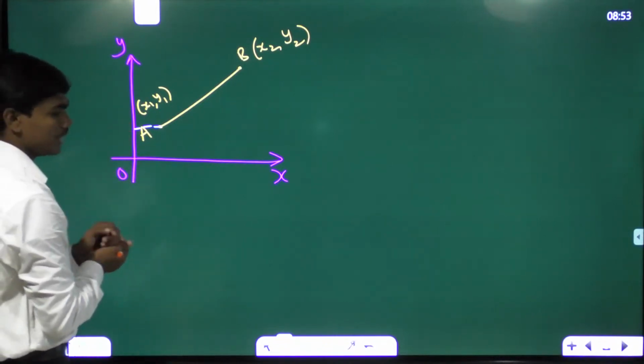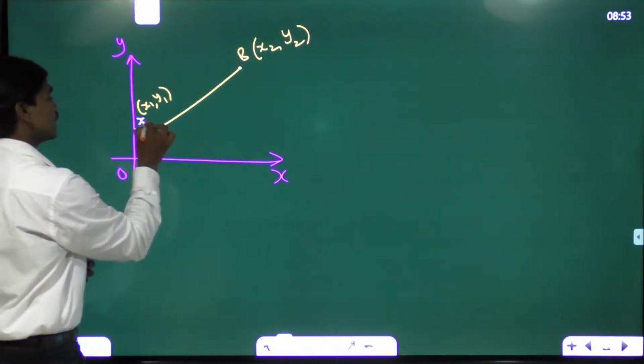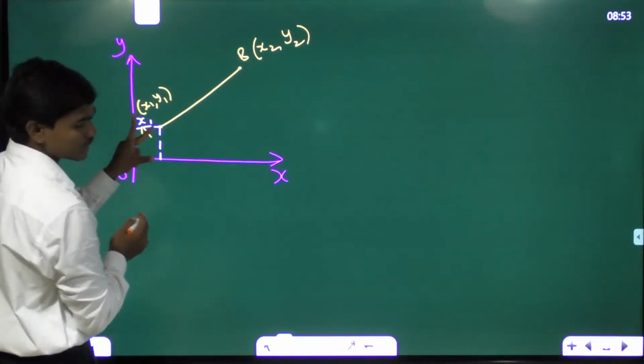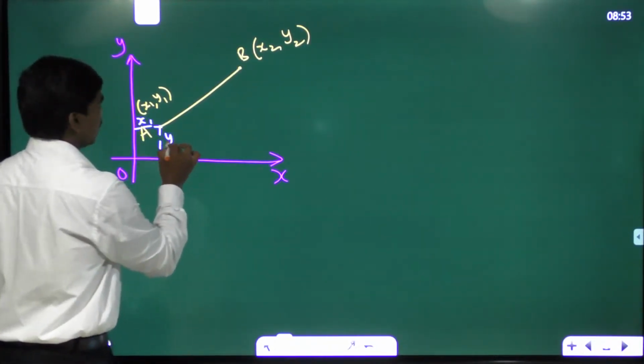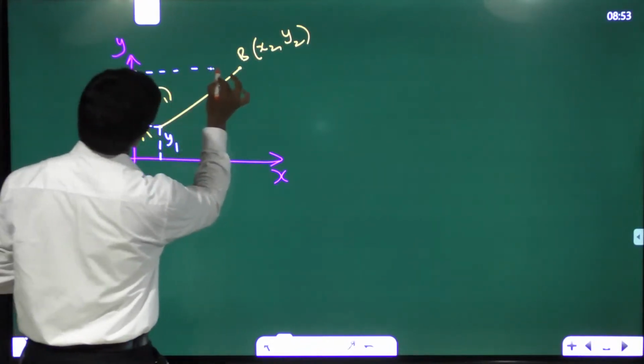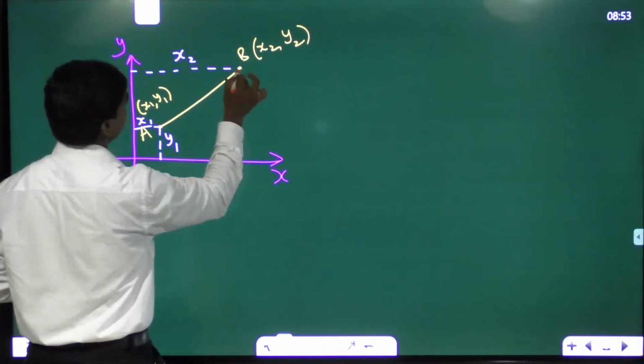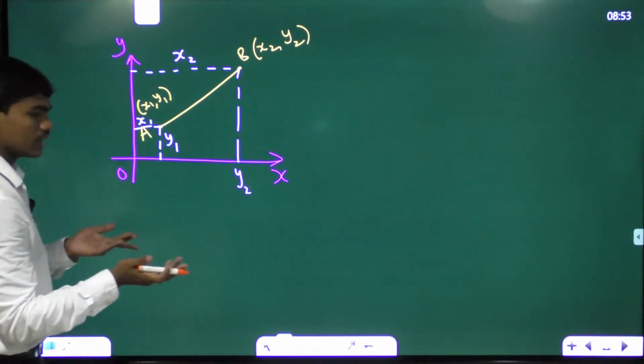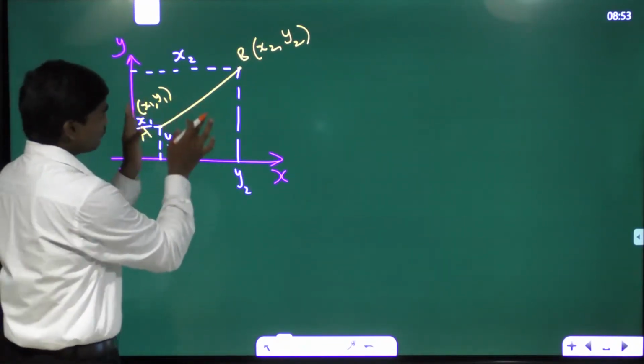What's the x1? Correct? It's obvious. This value is x1. Similarly, what is this value? This vertical line length is y1. Similarly, what could be this length value? x2, and this could be y2. Correct? Yeah, correct. Now every length is clear.